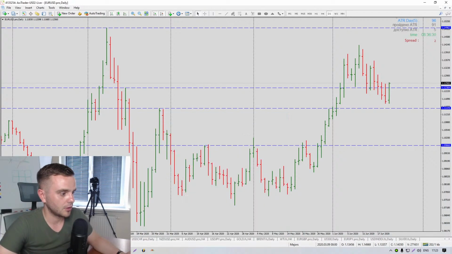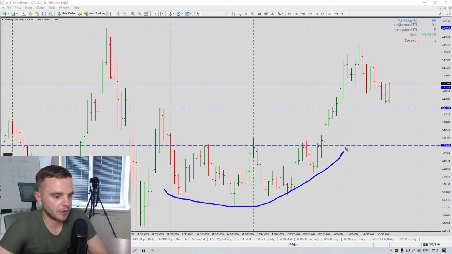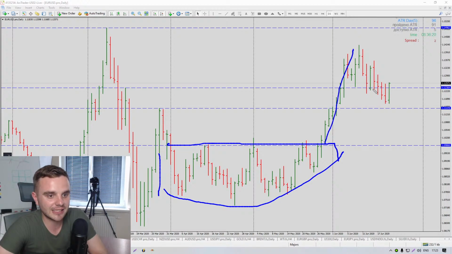Okay. Reasons why EUR/USD will continue its trend. First, there was a huge accumulation here, and after this huge accumulation, price started this uptrend, and at this moment nothing has happened. What can show us that price will change its trend? How can price change its trend?